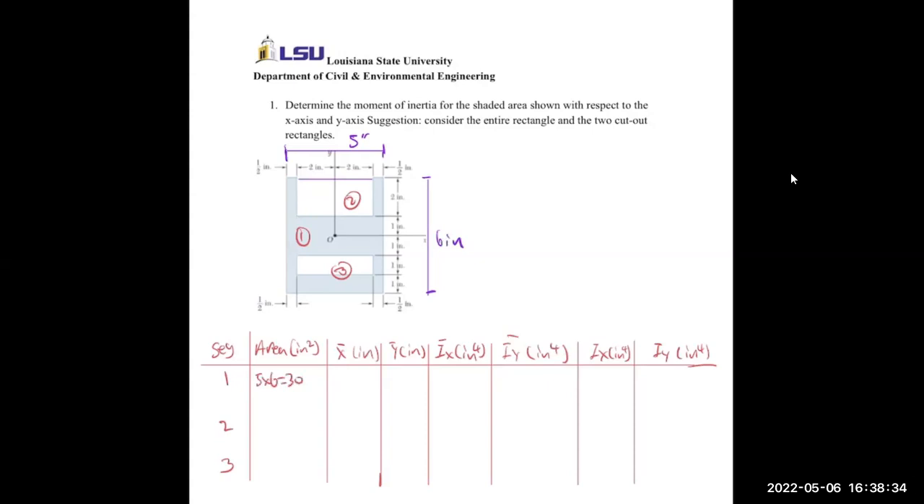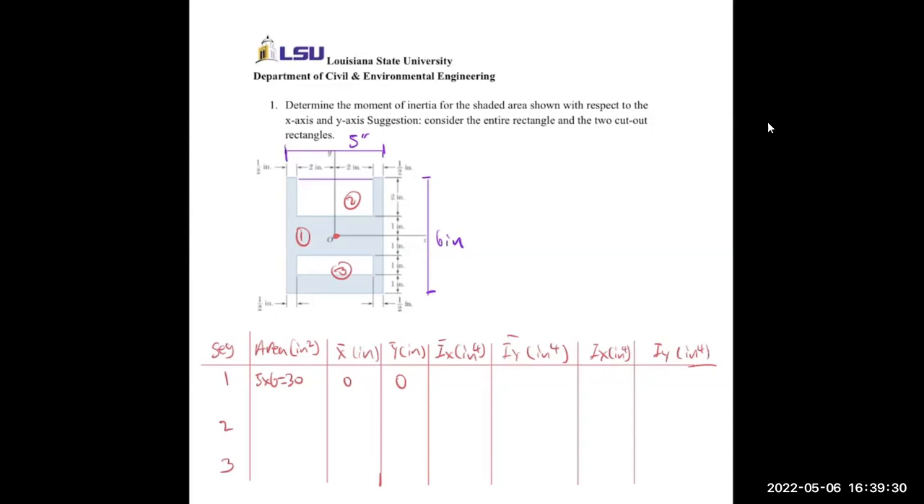Okay, and then what about the centroid? Well, like I said, this thing is essentially about the origin, so it doesn't have any centroid. So for this big segment right here it is 0 in the x direction, and the same in the y direction as well, because this is at the origin. And then for I x bar and I y bar, what formula do I use? Well, we know that this is a rectangle.